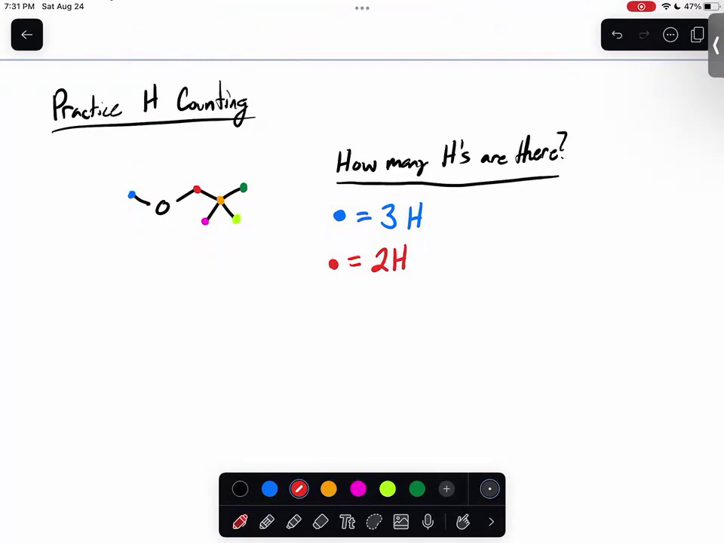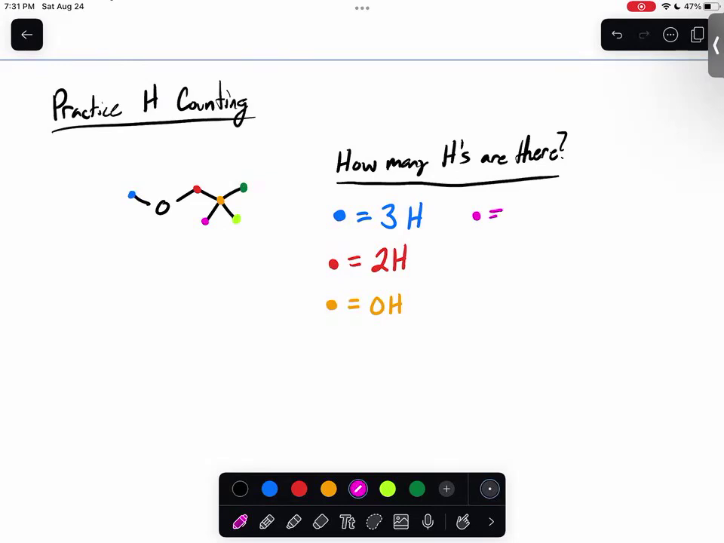If we then take a look at the orange carbon, just moving left to right still, we see that at the moment there are four bonds shown to it. There's a bond to the red, a bond to the green, a bond to the lime, and a bond to the pink. So those four bonds tell us that on the orange carbon, that's all of its bonds, meaning that there are zero hydrogens there.